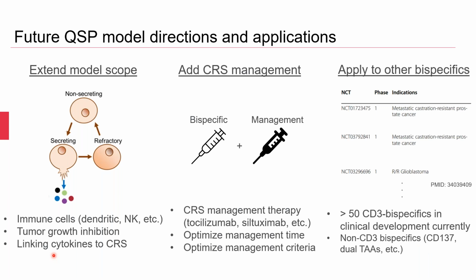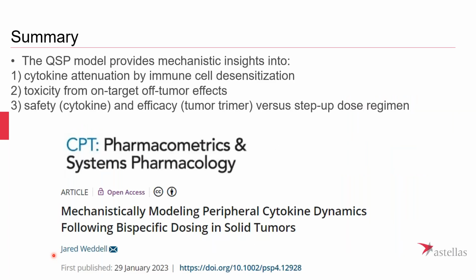Then there's the idea of applying this to other bispecifics. There are currently, I believe, over 50 CD3-based bispecifics in clinical development, and then there are all of these non-CD3-based bispecifics, such as CD137 and dual targeting of tumor-associated antigens. I think this model could potentially be a nice platform model to help explore other bispecifics also.